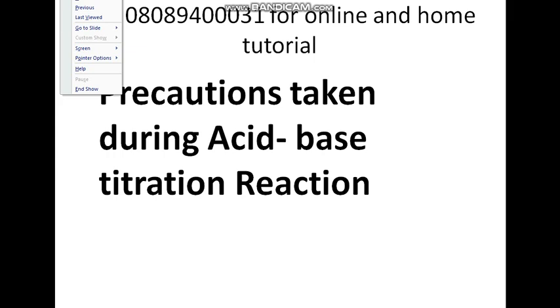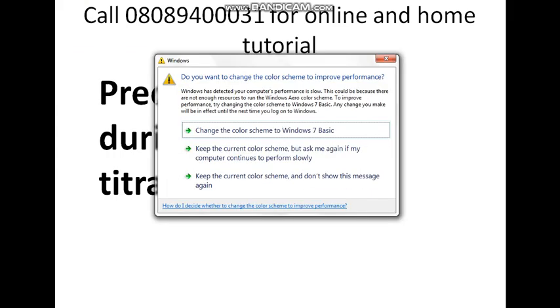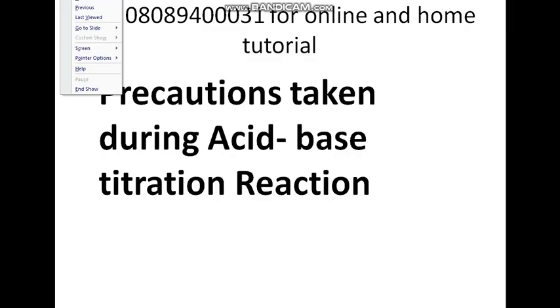9. Avoid error of parallax. How do you avoid error of parallax? You ensure that the eye is at the same level with the lower meniscus when taking the reading.